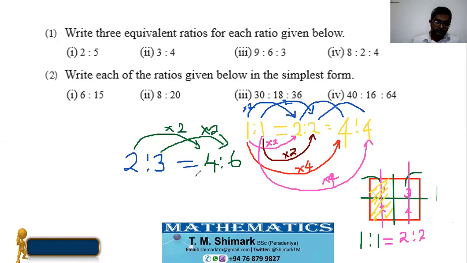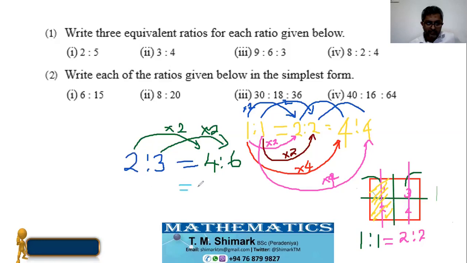Like 2 is to 3, which is multiplied by 2. Can we multiply it by another number? Any number you can multiply. I just gave an example only, right? I can multiply this one by another number and make a new one, right?